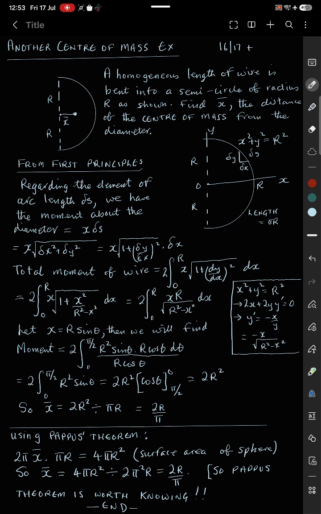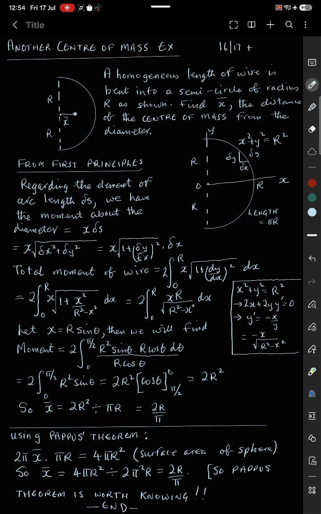Now, using Pappus's theorem, when we rotate the wire through 2 pi radians, we will generate the surface of the sphere, surface area of the sphere, which will be 4 pi r squared. And Pappus's theorem says that that will be equal to the distance travelled by the centre of mass as it goes round once, multiplied by the mass, which is pi r. So 2 pi x bar times pi r equals 4 pi r squared, and then x bar will be 4 pi r squared divided by 2 pi squared r, which equals 2r over pi.